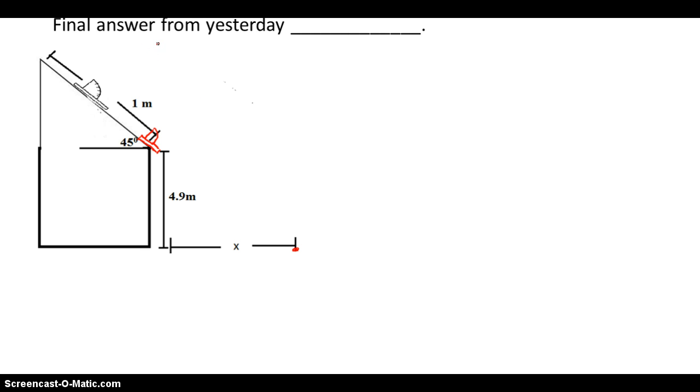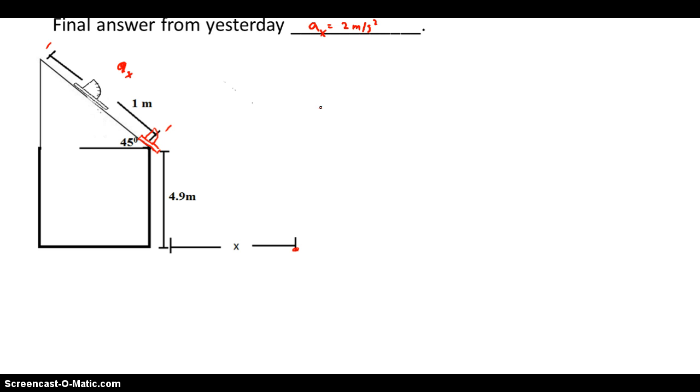We need to use our answer from yesterday. So I'm going to make up an answer for the acceleration from yesterday. That's the acceleration while it's going down the ramp. So we'll say the acceleration equals 2 meters per second squared. Okay, so because this is a constant acceleration, we can use our kinematic equations.